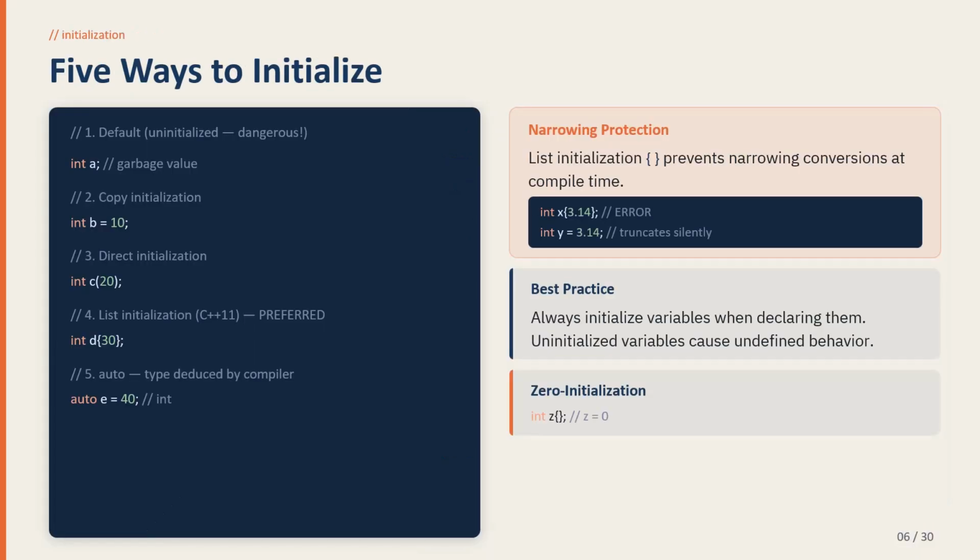The 5 ways to initialize variables are shown here. C++ supports several ways to initialize variables. First, default initialization where no value is assigned. This should generally be avoided because a variable may contain a garbage value. Second is copy initialization using the equal sign. Third is direct initialization using parentheses. Fourth is initialization using curly braces. And finally, we have the auto keyword where the compiler automatically determines the variable's type.